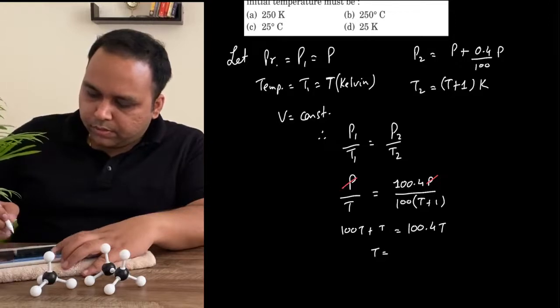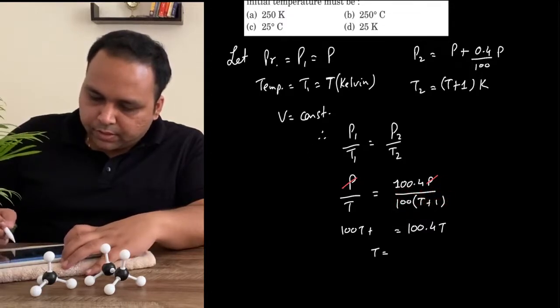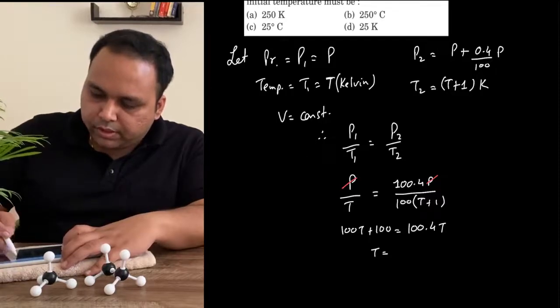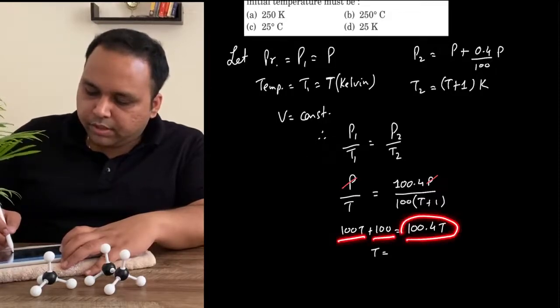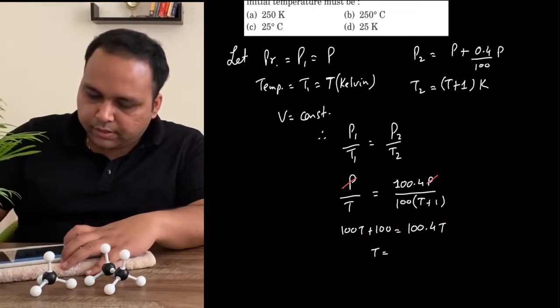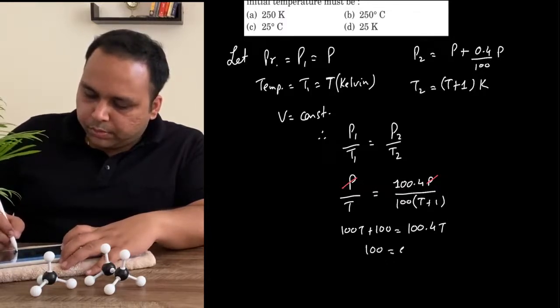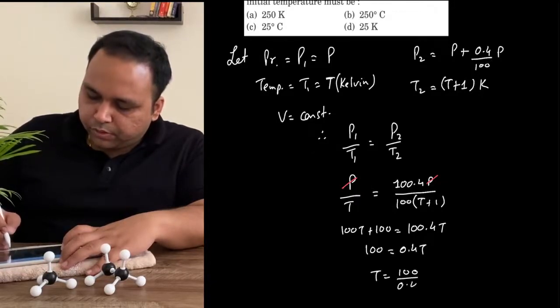Just a second, we made a small mistake. This should be 100T. When we multiply this, 100T plus 100, not T. So this is 100. Slight mistake here, so let's correct it. So this is 100T plus 100 giving you 100.4 T. What this gives us, writing it clearly, is 100 is equal to 0.4 T, and this gives us T as 100 upon 0.4, which will give you T is equal to 250 Kelvin.